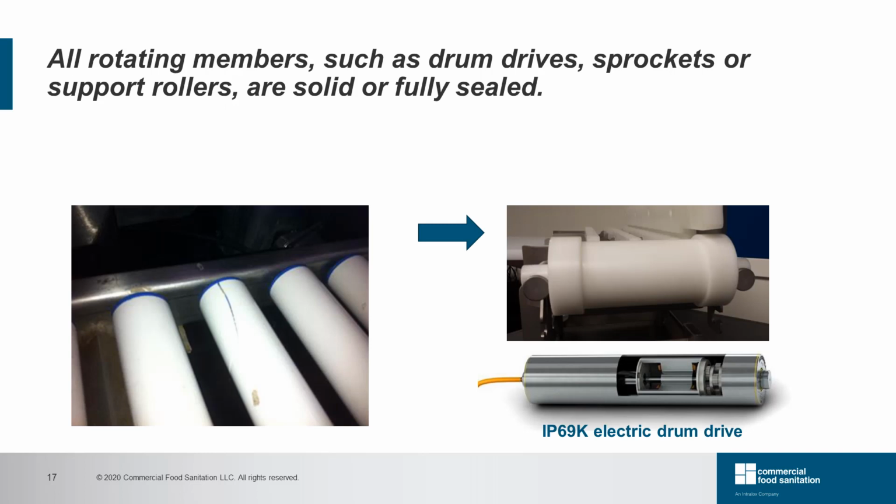All rotating members such as drum drives, sprockets or support rollers are solid or fully sealed. On the left-hand picture you can see a crack on a hollow roller, which could be a niche and harborage area for soil collection and microgrowth. A solid roller, like shown on the top right picture, is a better choice from a hygienic design point of view. To use an electrical drum drive in IP69K is another good example for hygienic design on waterproofing. IP69K is the recommendation for wet-washed areas with pressurized water.